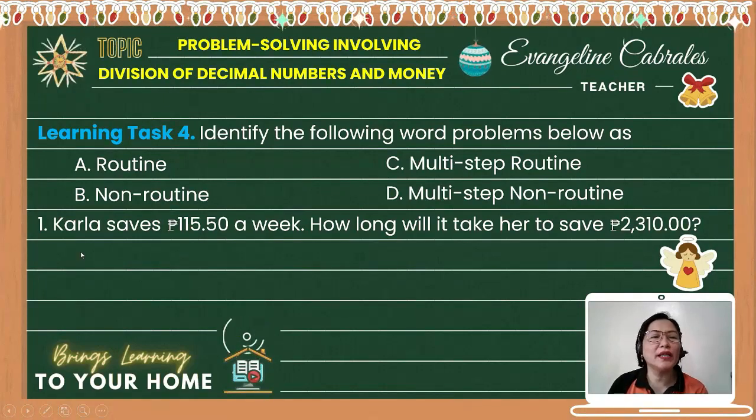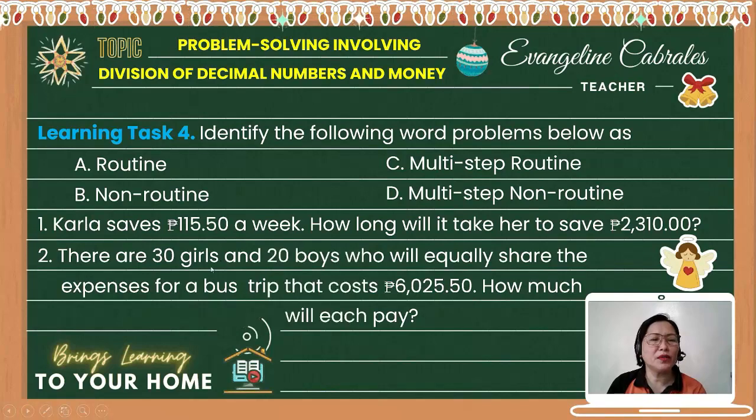So, number 1 is a routine. Routine siya kasi isa lang ang operation dyan. That is division. I-divide mo yung 2,310 pesos by 115 pesos and 50 centavos. At yun lang ang solution para doon. Kaya siya routine. Okay? How about number 2?